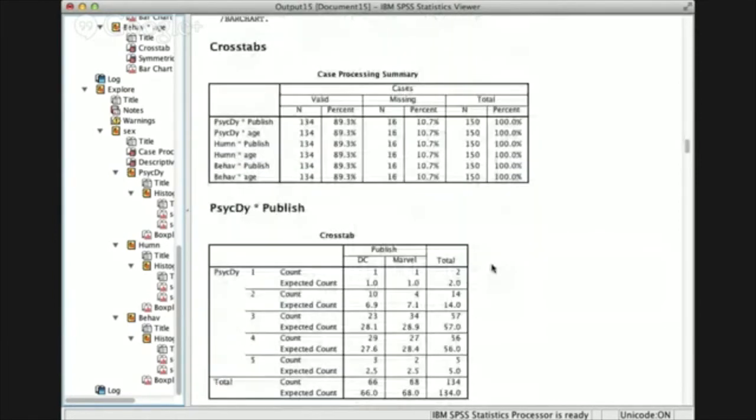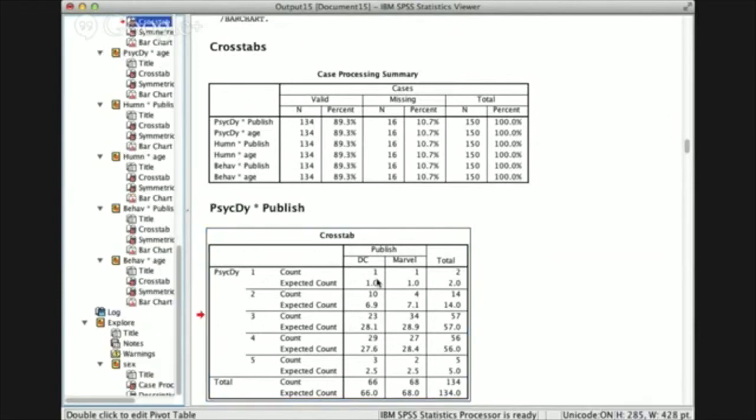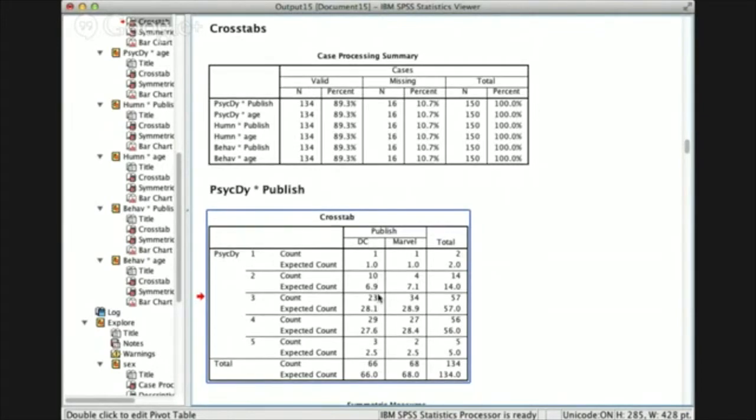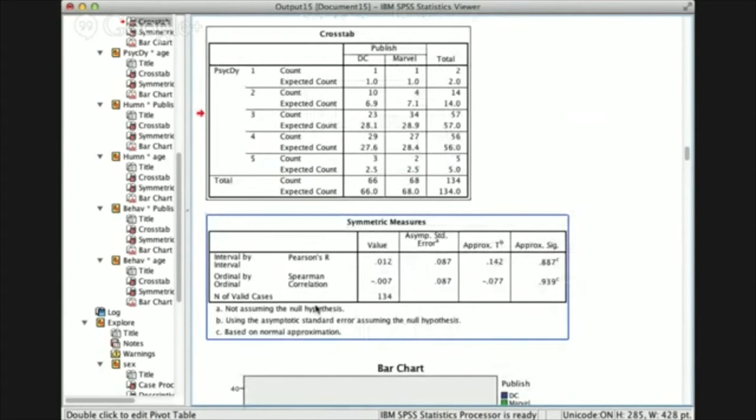Next, I ran crosstabs. Crosstabs gives you the count of how many villains were actually in that category. So I looked at the models along with publisher and the age. So, for example, DC and Marvel both had the highest amount of supervillains that met at least 4 criteria for the psychodynamic model. They also had about 57%, 57 met 3 criteria.